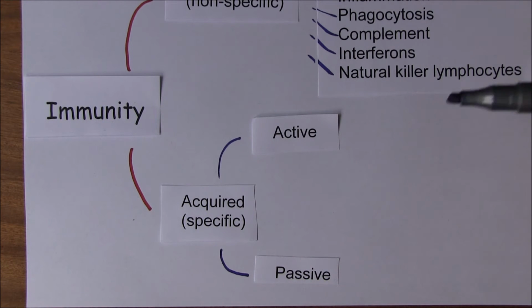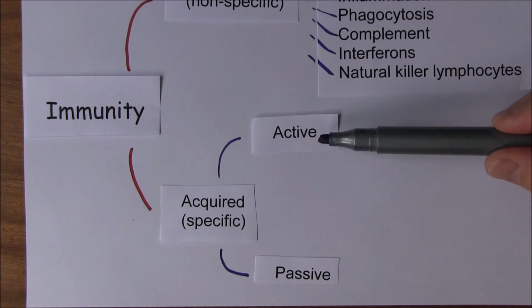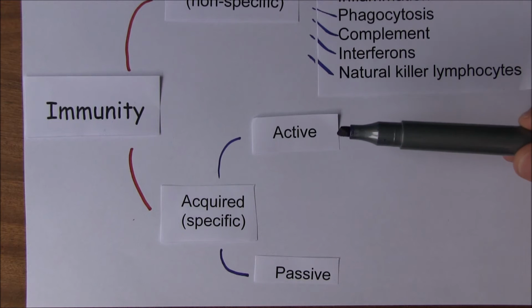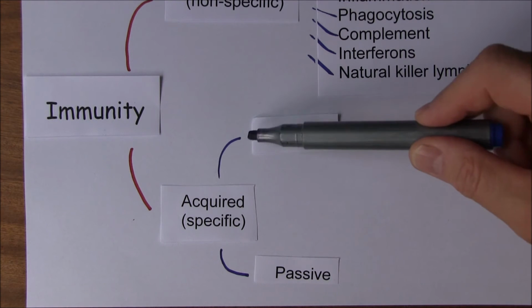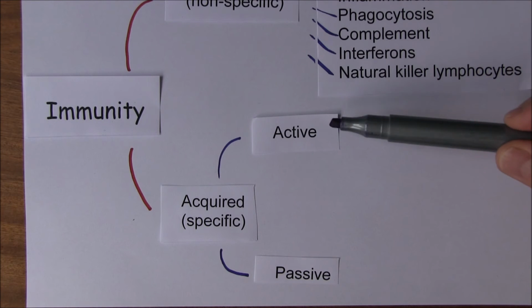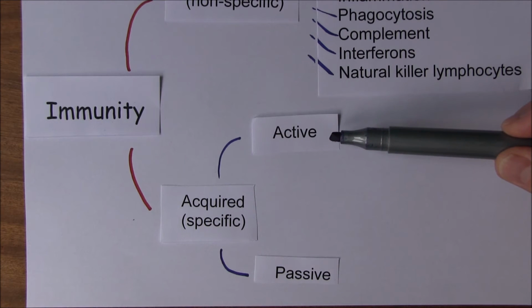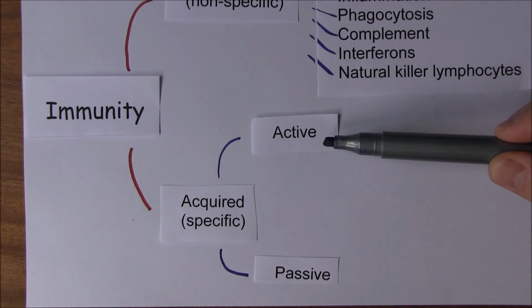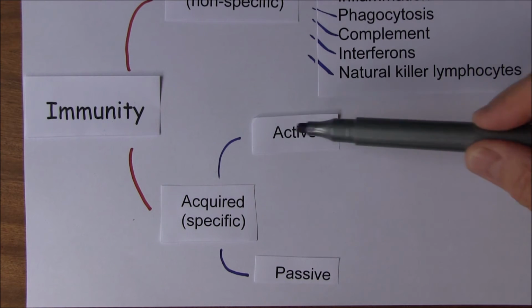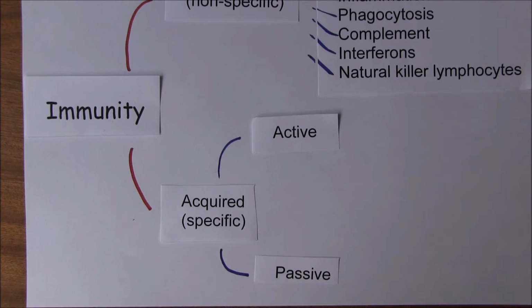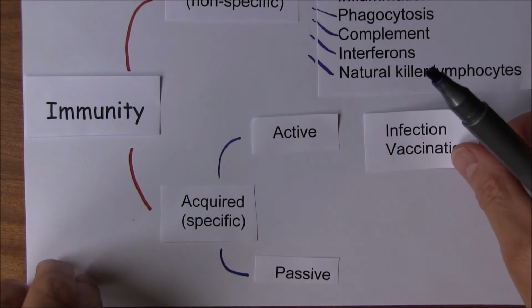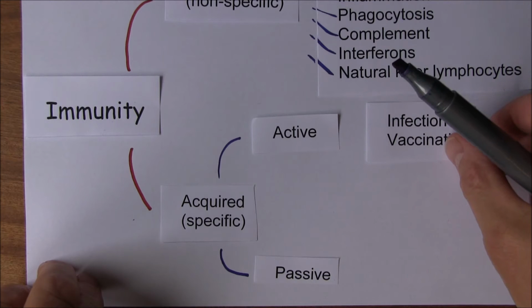Now, the active immunity means that the individual who is enjoying the immunity has made the immune proteins, has made the antibodies, that is the immunoglobulins. So antibodies and immunoglobulins are the same thing. The person who's enjoying the immunity from the presence of these immune proteins has made the immune proteins themselves, actively. They have actively synthesized these immune proteins. And they will do that for one of two reasons.